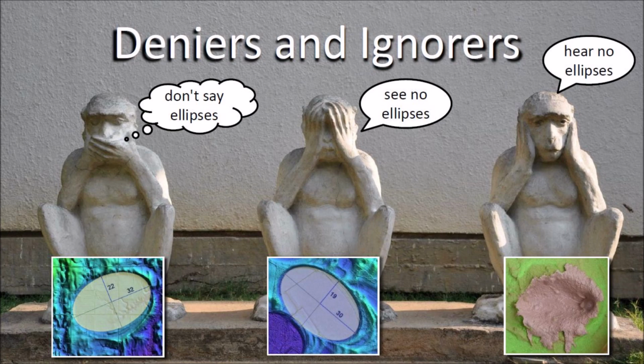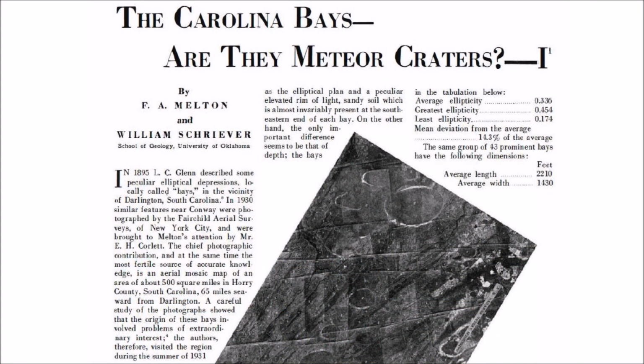The question of the geometry of the Carolina Bays can finally be settled by fitting them with ellipses using the least squares method. Well-preserved Carolina Bays are definitely conic sections. In 1933, Melton and Shriver considered that the Carolina Bays were meteorite scars. Although the orientation of the bays and their shapes were suggestive of a meteorite shower, no pieces of meteorites were found in or around the bays.